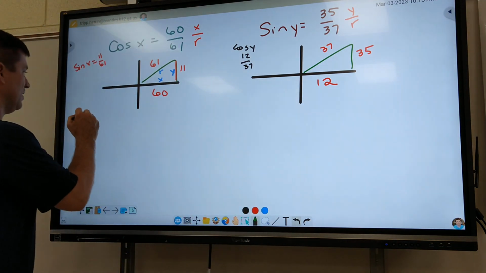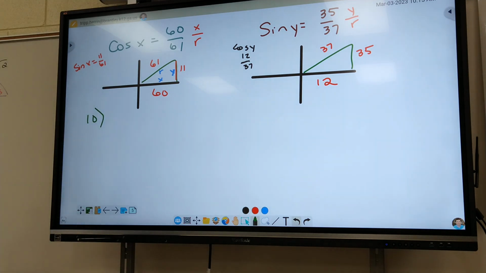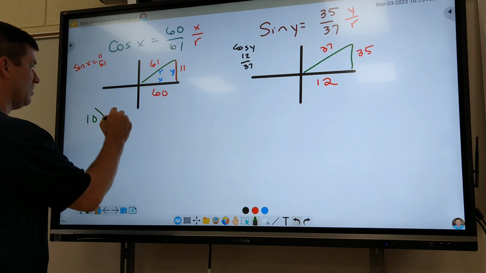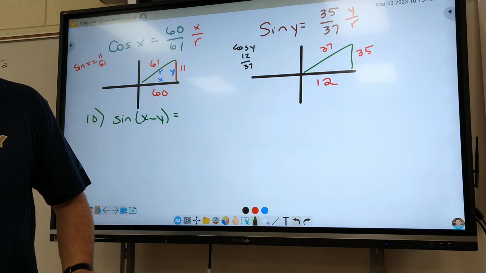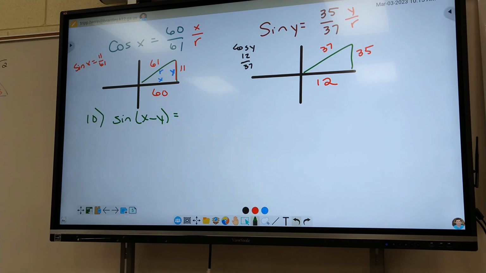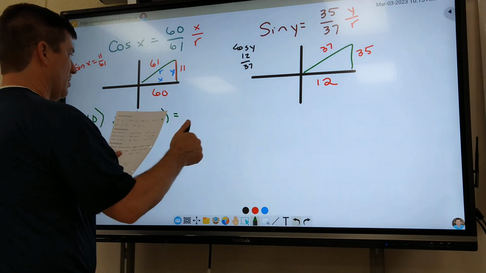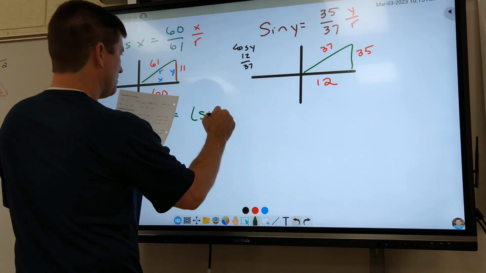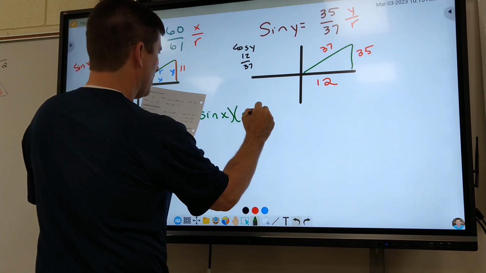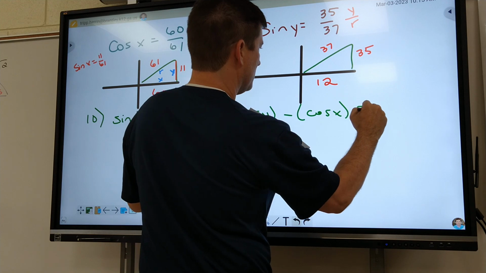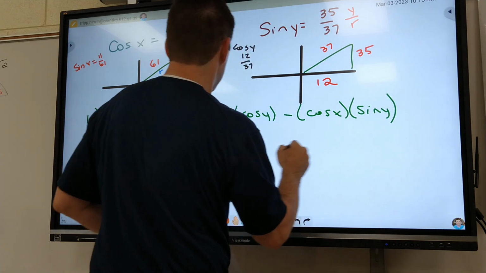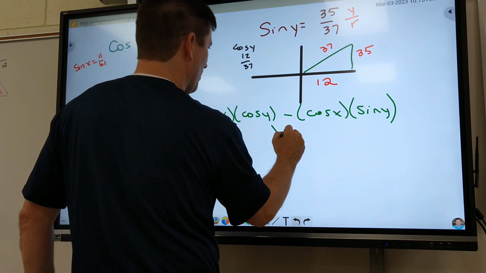Next one, number 10. What's it say? It says sine of x minus y. Remember, y'all have to find the formulas off your paper. I'm going to copy it. I don't care if y'all copy it or not. It's sine x cosine of y minus cosine of x sine of y. Matthew says we need to make it easier. Let me show you how we're going to make it easier today.